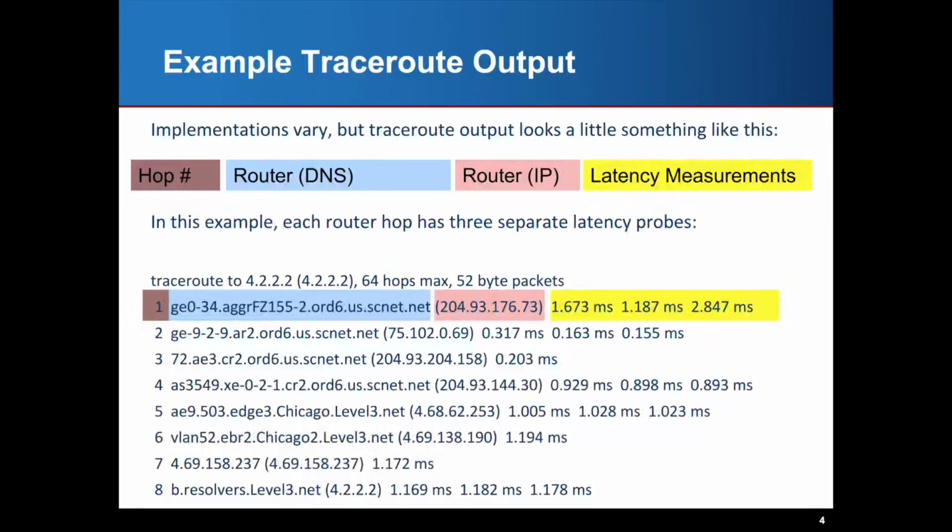So here's an example Traceroute output. And the implementations really vary a lot, but at a basic level, every Traceroute looks a little bit something like this. So there's a hop number. There's the router IP that you're showing. So that's going to show you the IP address, and then it's going to do a reverse lookup and figure out the DNS. And then there's going to be some latency measurement. So in this example, each router hop has 3 separate latency probes, and it does the 3 probes and then iterates to the next hop.